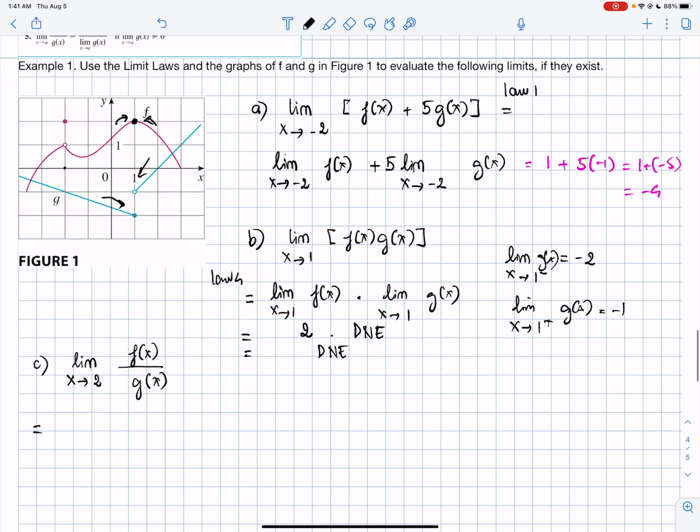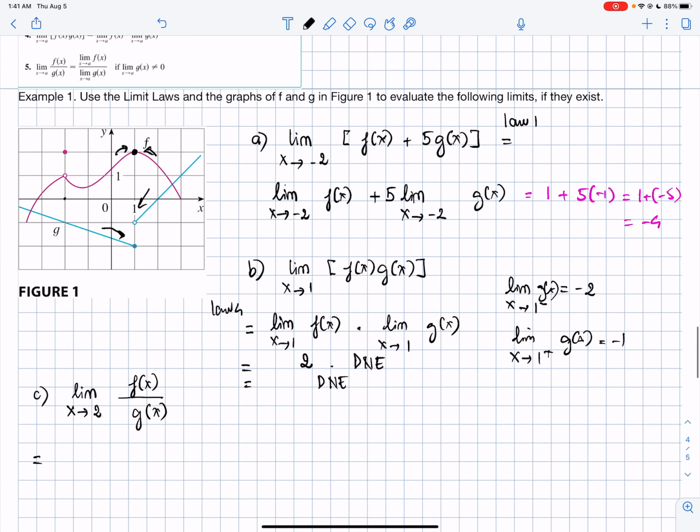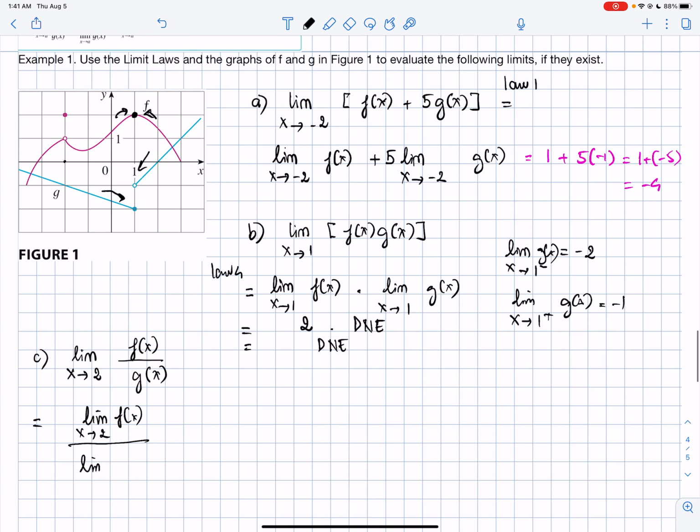Now, example C, we use number 5 to divide, right? So limit of f of x when x approaches 2 divided by the limit of g of x when x approaches 2. So we have 2 right here. When we approach 2 from the right side or from the left side of the function f, we got about 1.5 for both sides of 2.